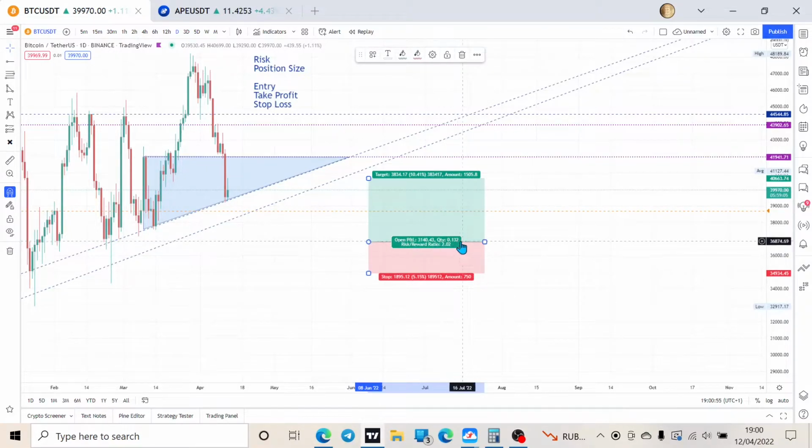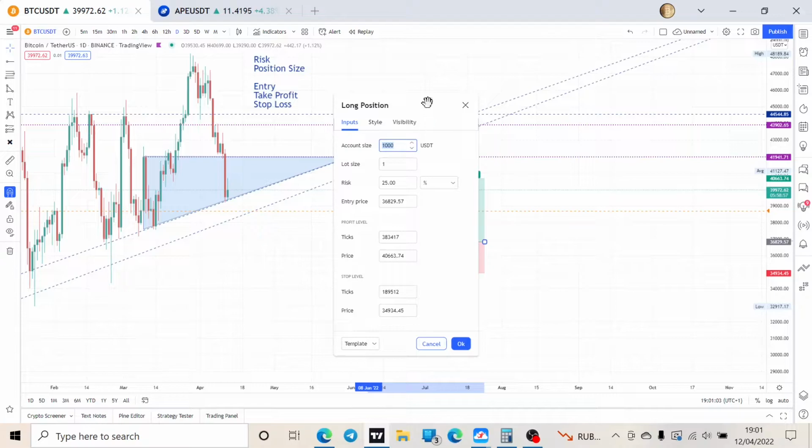Okay, if we look at the quantity there, it's telling us how much of a position size we need. Now that's basically calculated. If we just double click on this, it brings up the settings.